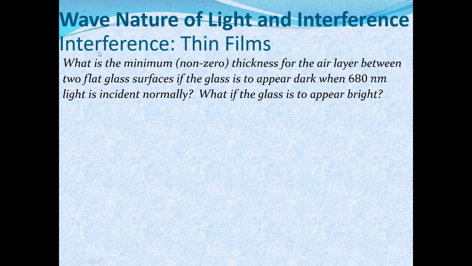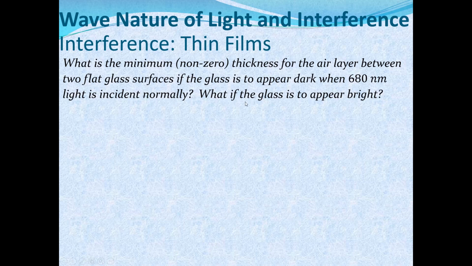So you can pause this video, work on this yourself, and we'll go over it in a second. All right. So they want the minimum thickness. They have two parts: one where we figure out when it appears dark, and then when it appears bright. So basically, they want one destructive interference where they end up being out of phase, and one constructive interference where they're in phase.